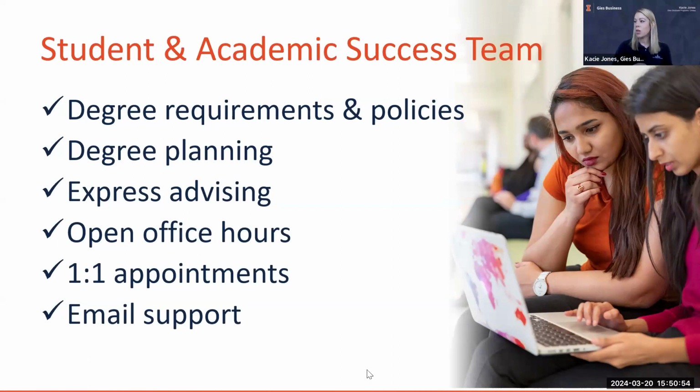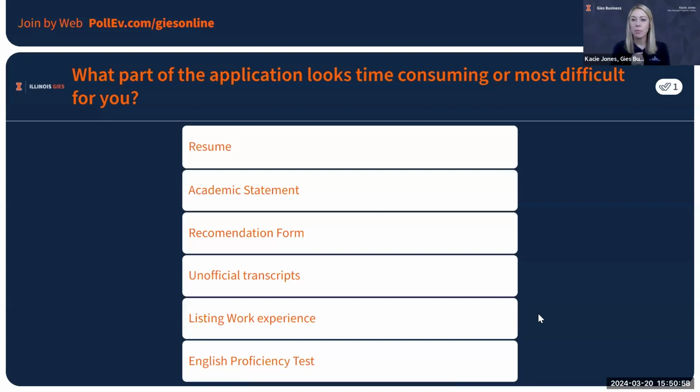I'm going to do one more poll here before we start talking about the application. That's our final topic for today. So if you've started an application or even read through the information, if there's anything that's giving you troubles, let us know and we'll make sure to hit on that a little bit more.